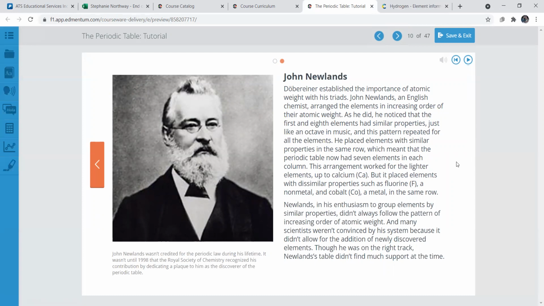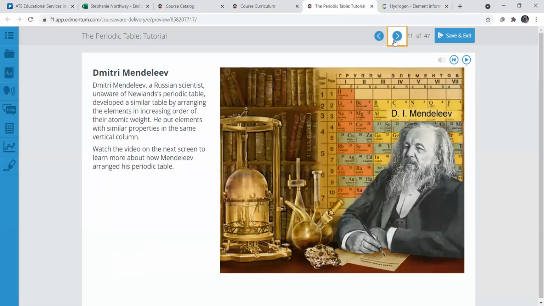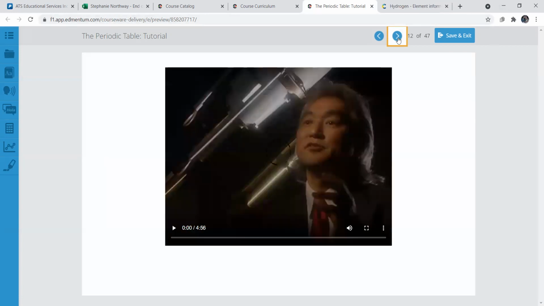Here's another scientist, and here's how he's organizing the periodic table. So the process is already getting started. This Russian scientist was unaware and started developing his own periodic table. So it's interesting. We have many scientists over the years working on developing the periodic table, and they're all kind of doing the same thing, even though they might not be aware of what each other is doing.